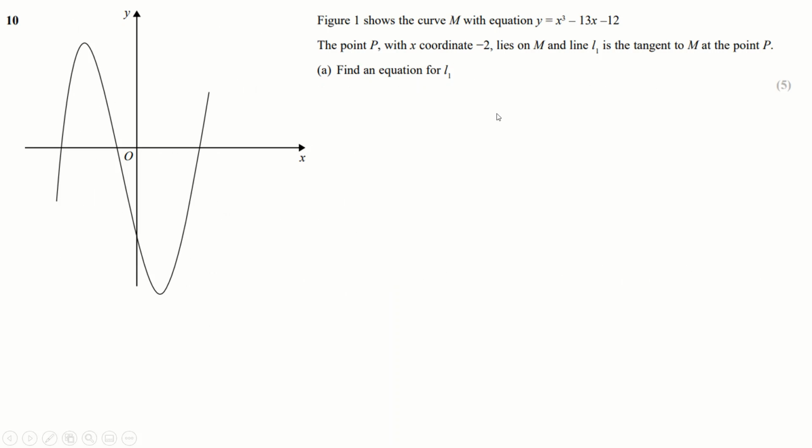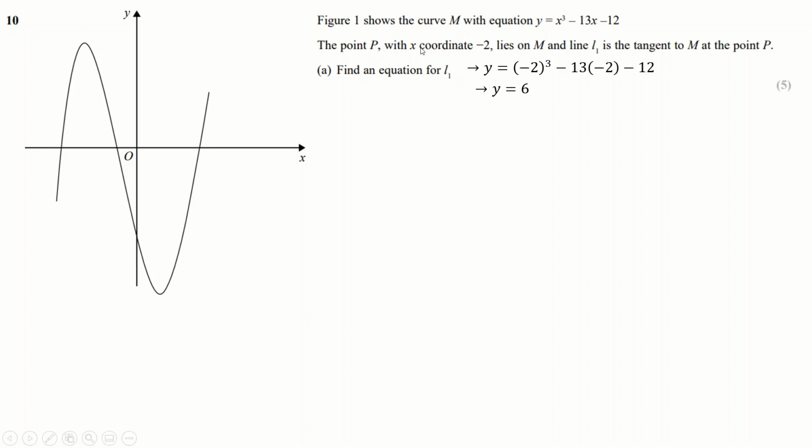Right. Question number 10. Figure 1 shows the curve M with equation this. The point P with x-coordinate -2. So that's over here somewhere. Now, if x is -2, we can immediately find what y needs to be. So that seems like a good idea. So this is at -2, 6. So it must be in this section somewhere, at -2, and then some positive number 6. So maybe around here. I don't know. Maybe around there. Okay, so that's the point M.